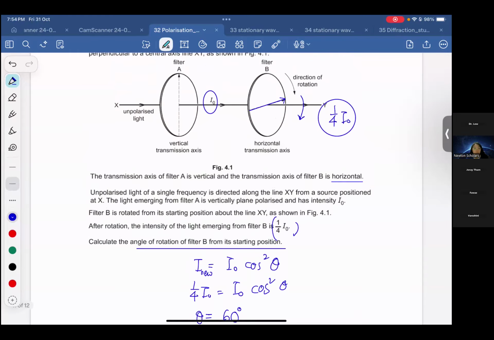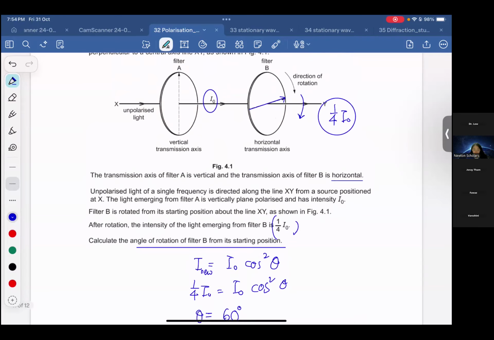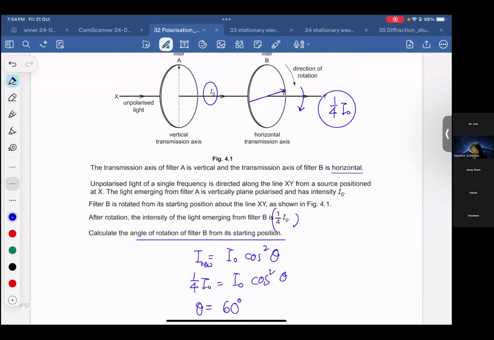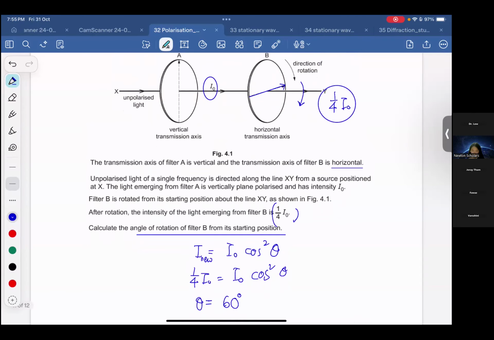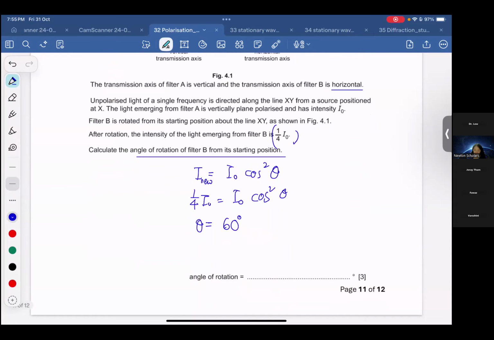Let me have a look. Okay, here, 60 is not our answer. What they want is the angle of rotation from its starting position. Let me think. If 60, meaning that it is somewhere here, 60. But no, we are rotating clockwise. We are rotating clockwise. Okay? So at here, what they want is actually 60. Wait, let me think.